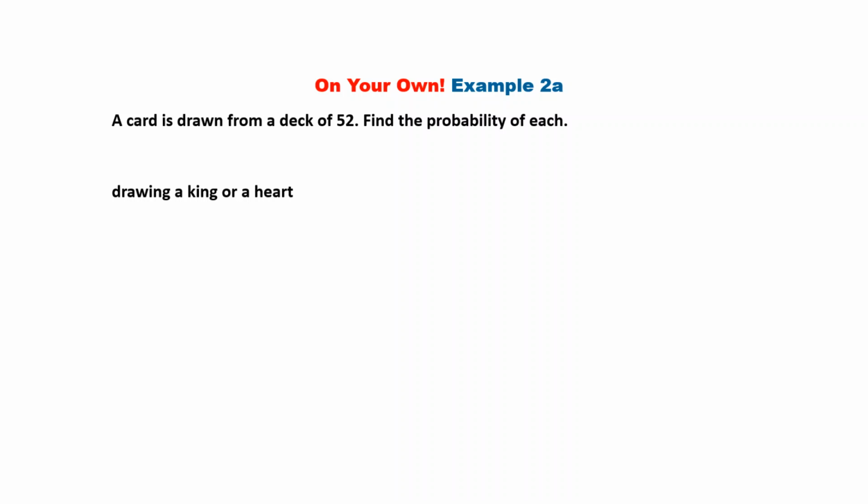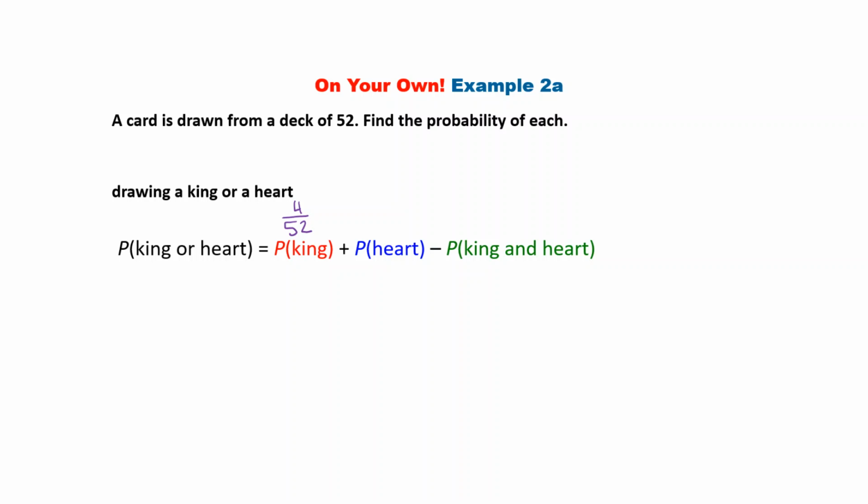All right, this time we're dealing with a deck of cards, and we want to know the probability of drawing a king or a heart. So first of all, we want to find the probability of drawing a king. Well, I know that there are 4 kings in a deck of cards, so there's 4 out of 52. Now, in our deck of cards, how many hearts do I have? I actually have 13 out of 52. And of those, how many of them are a king and a heart? Well, I know there's only 1 out of 52.